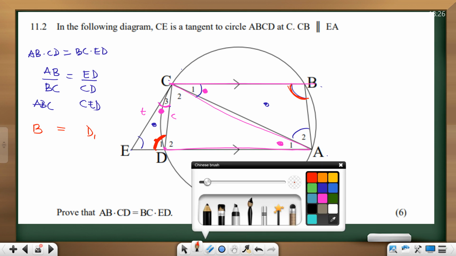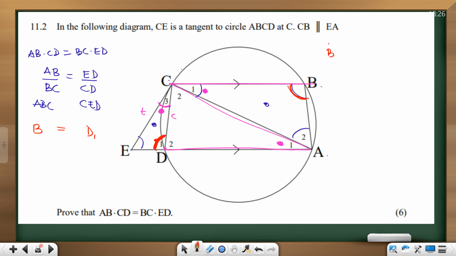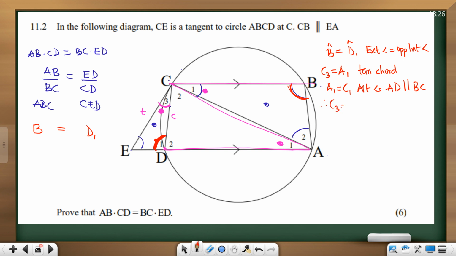For clarity. Okay. We said angle B is equal to angle what? D1. What's your reason? Exterior angle is equal to the opposite interior angle. Make sense? All right. What else? C3. Now, here's the deal. C3 is equal to A1. What's your reason? Tan-chord. But that A1 is equal to C1. Alternate angles. AD is parallel to BC. Therefore, C3 is equal to C1. We good?